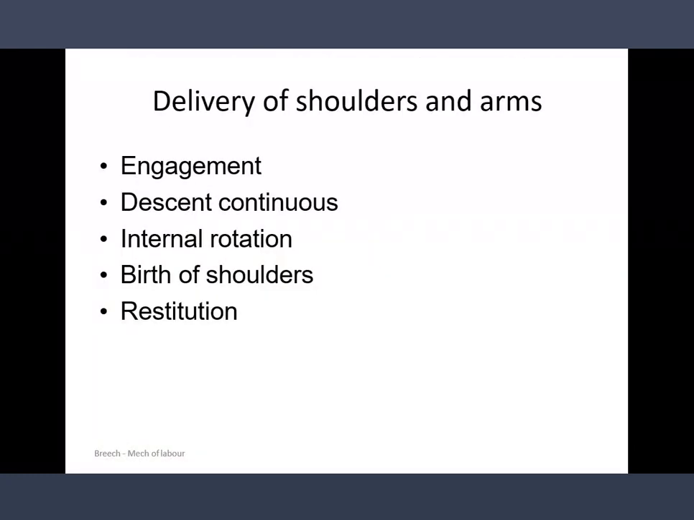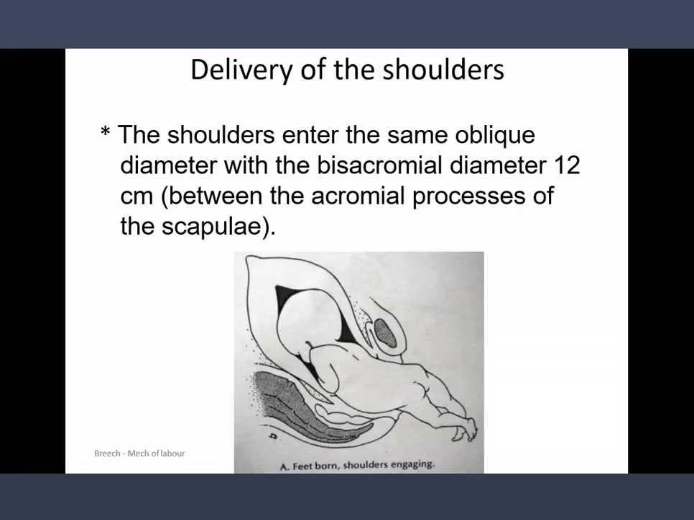So next comes the second part, that is delivery of the shoulders and arms. The events are the same. First is engagement, second is descent, third is internal rotation, fourth is birth of the shoulders, fifth is restitution and external rotation. The engaging diameter is the bisacromial diameter, around 12 centimeters. Bisacromial diameter is the distance between the acromial processes of the scapulae.